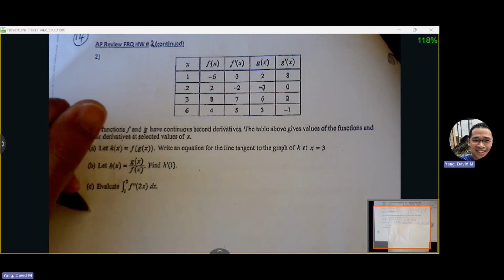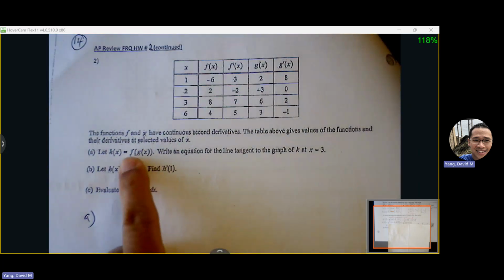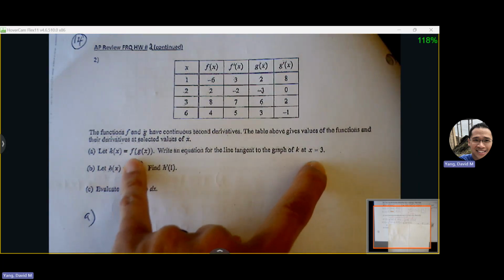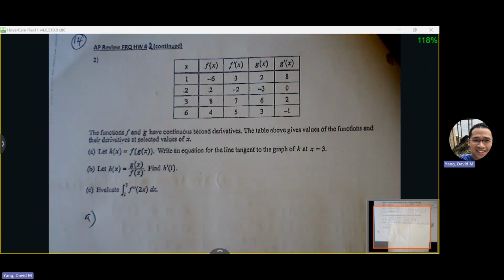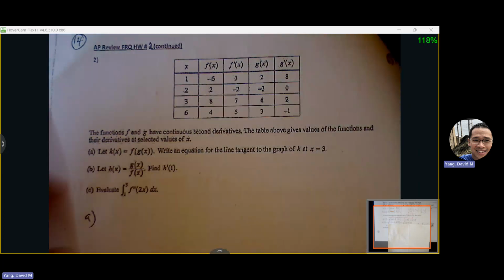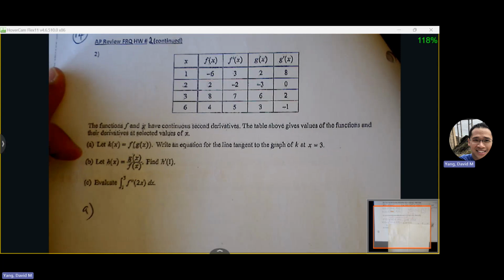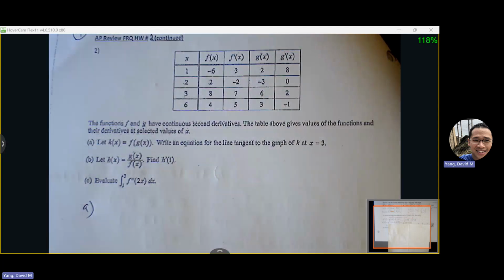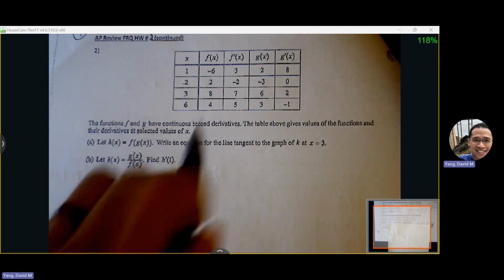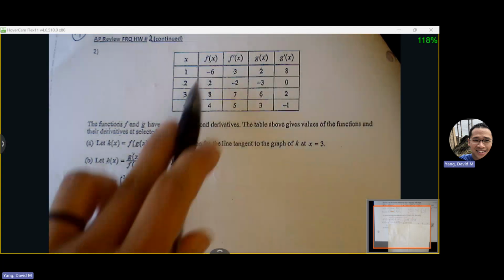Okay, so for part A, find your ordered pair, plug 3 into k of x, and then build the derivative, plug 3 into the derivative, get your slope. So try that. Let's see if these steps make sense. Everything you need is in the table above.